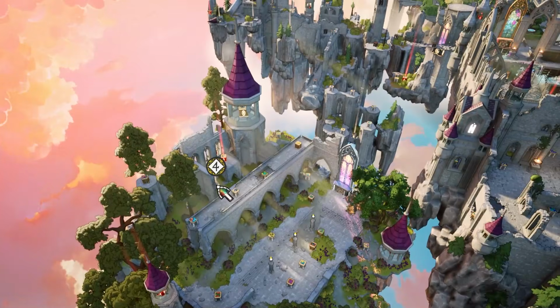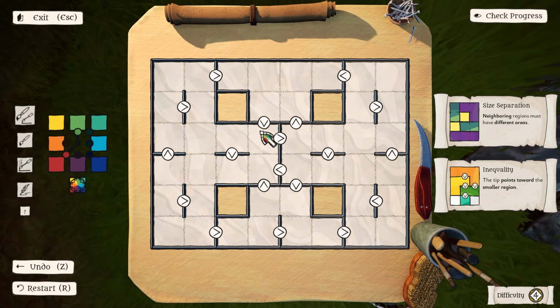Do I really think I'm doing this today? 2 more? Sure, go on, we'll do it. There, there's a 4 there. That's a lot of inequality symbols. It kind of feels like it's already going to be size separation just because of all these inequalities. But I guess not. Okay, how do I begin with anything here?